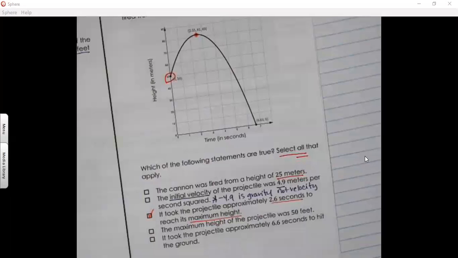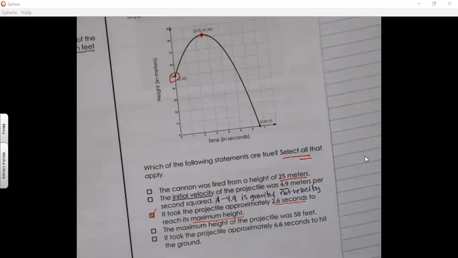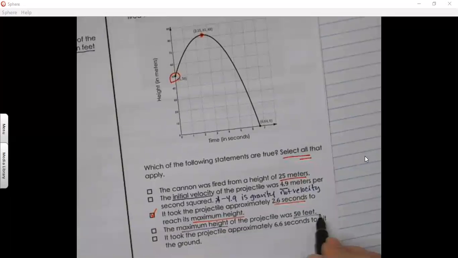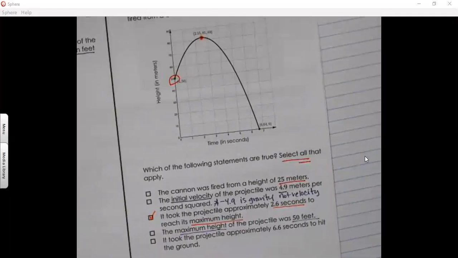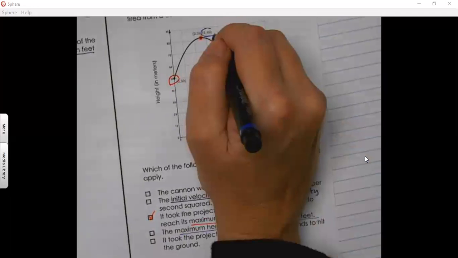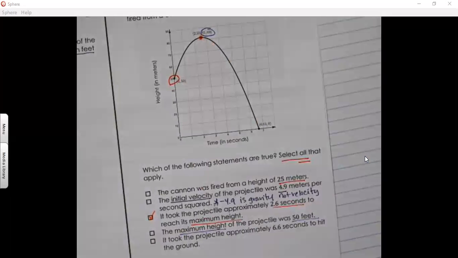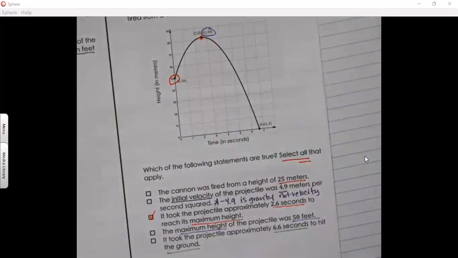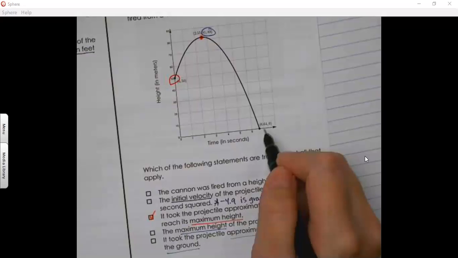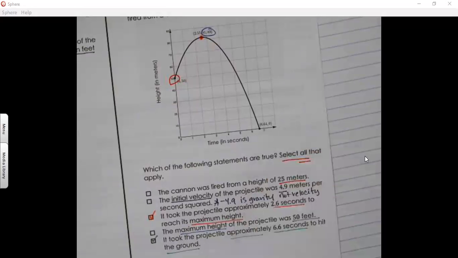The maximum height of the projectile was 50 feet. Is that true? No, we just said the maximum height was 81.89 feet. So that's not true. It took the projectile approximately 6.6 seconds to hit the ground. True or not true? True, and it says approximately, so it doesn't have to say 6.64. That is true. Everybody cool with that one? Anybody have questions, comments, or concerns?